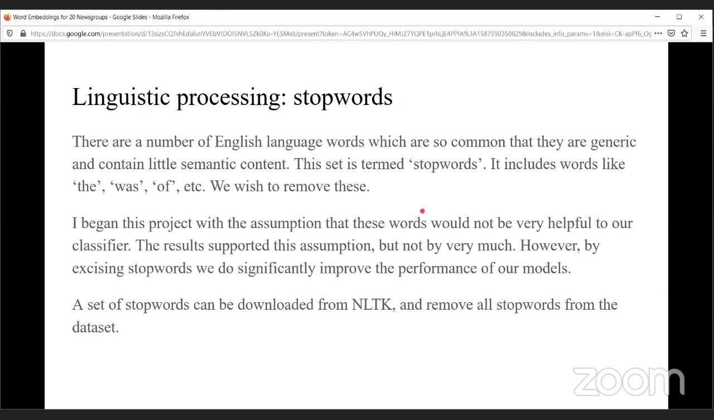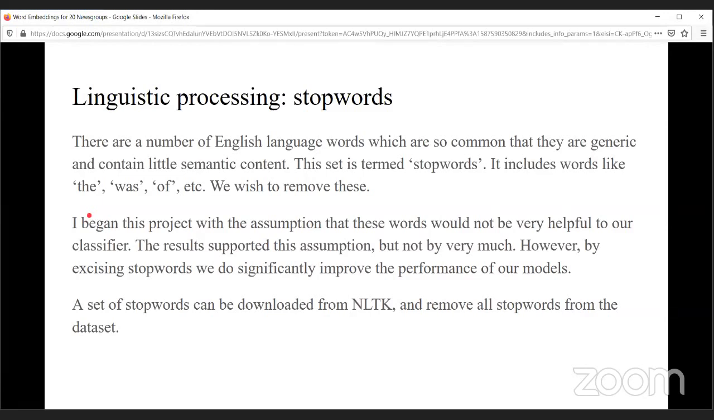Stop words. So this is pretty interesting, and I'll talk about this a little bit more later on. Stop words are the most common English language words. So they're words like be, was, of, etc. NLTK contains a set of 187 stop words that can be downloaded.